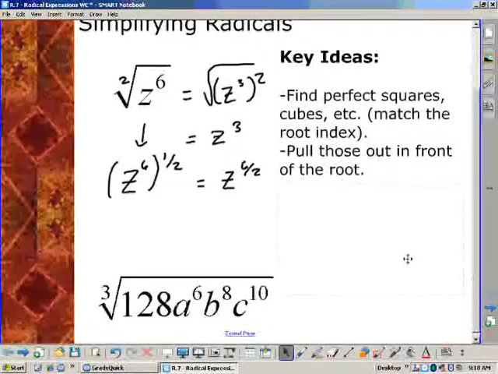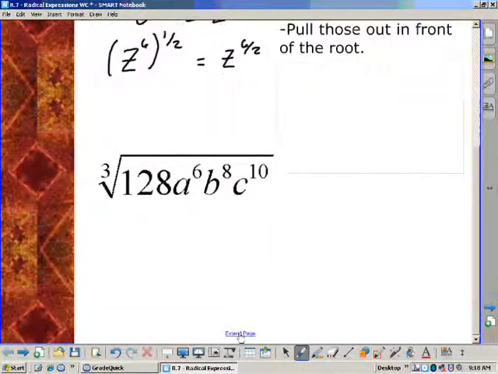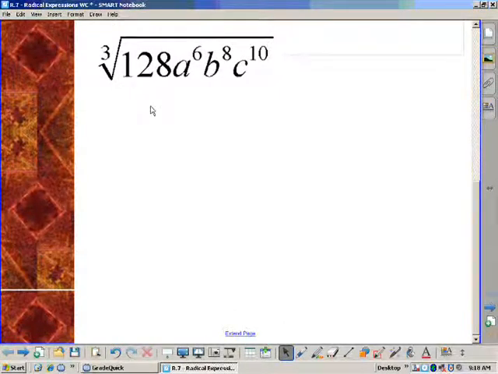As another example, this is a little bit more involved, and I can show you what you can do if you have leftovers. So now our index is the 3rd. First thing we need to do is deal with the 128. Now, you may or may not know that that's 2 to a particular power. You can break it down a whole number of different ways.